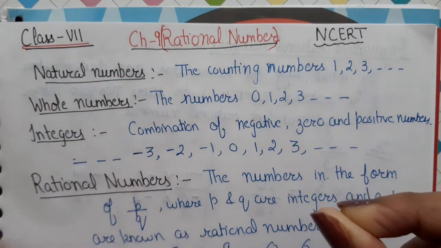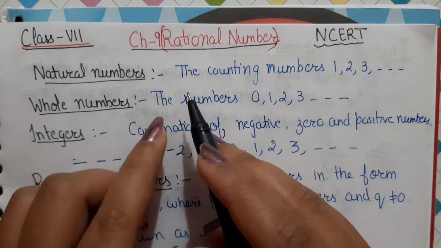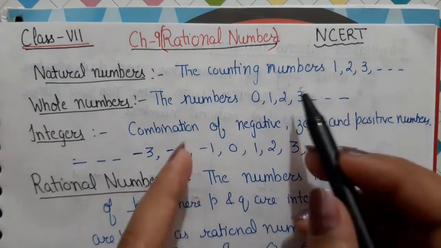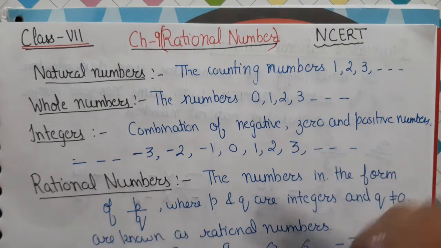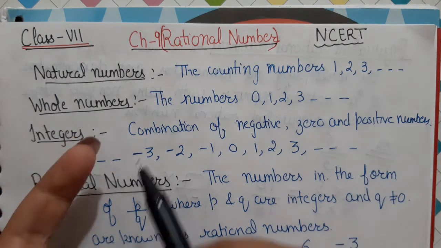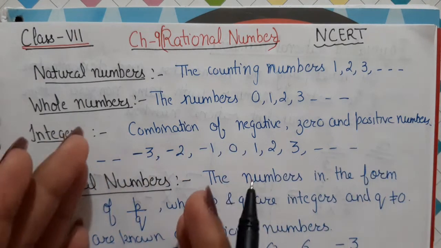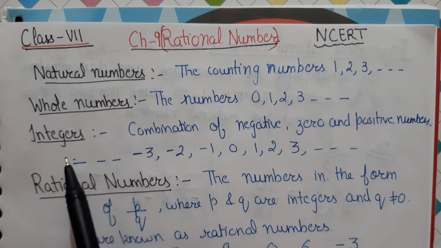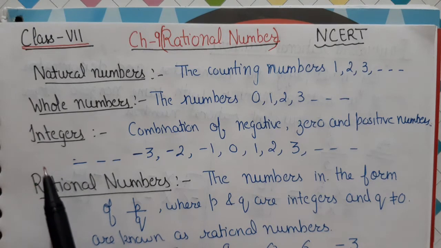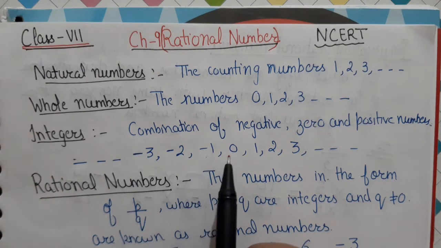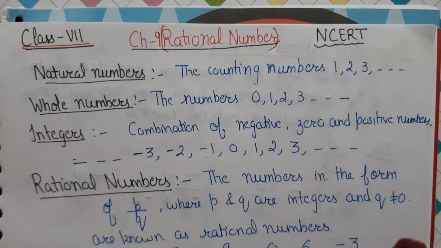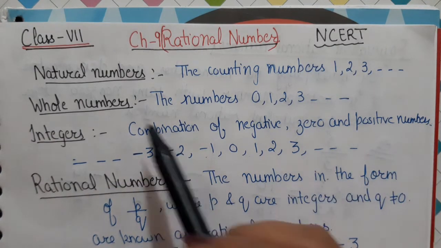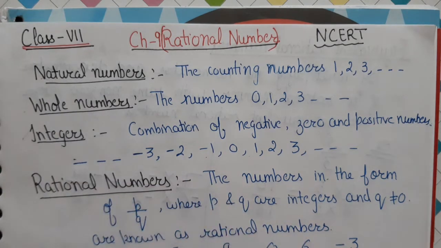Then we have discussed the whole numbers. What are whole numbers? The numbers starting from 0, 1, 2, 3 and so on are known as whole numbers. Next we studied about the integers. Integers are the combination of the negative numbers, 0 and the positive numbers. For example, starting from negative, minus 3, minus 2, minus 1, 0, 1, 2, 3 and so on. So these are the integers.